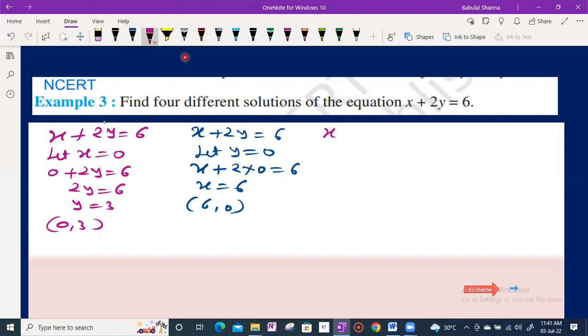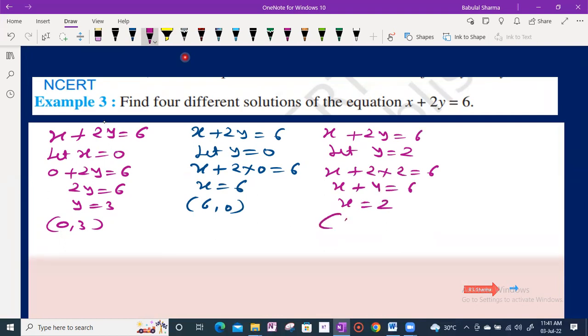Again, x plus 2y is equal to 6. Suppose y is equal to 2. So we can write x plus 2 into 2 is 6. x plus 4 is equal to 6. x is equal to 2. So the third solution is (2, 2).